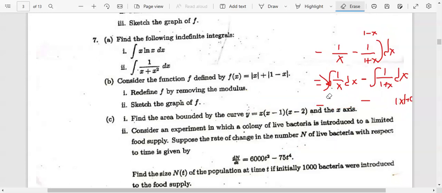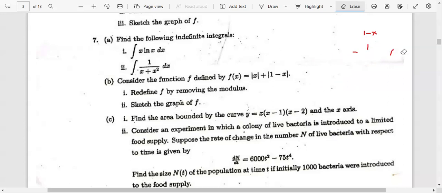Matilda, confirm for others if it is okay. Guys, are we okay? Are we following?